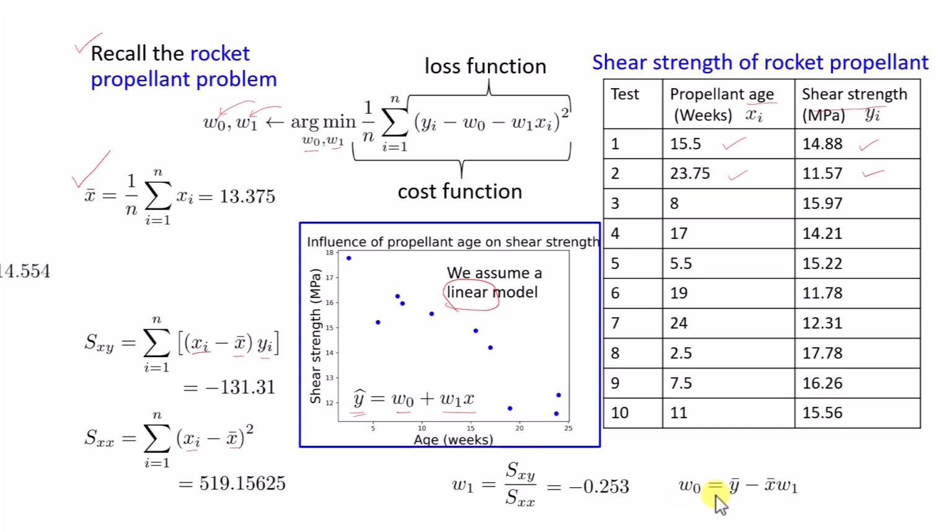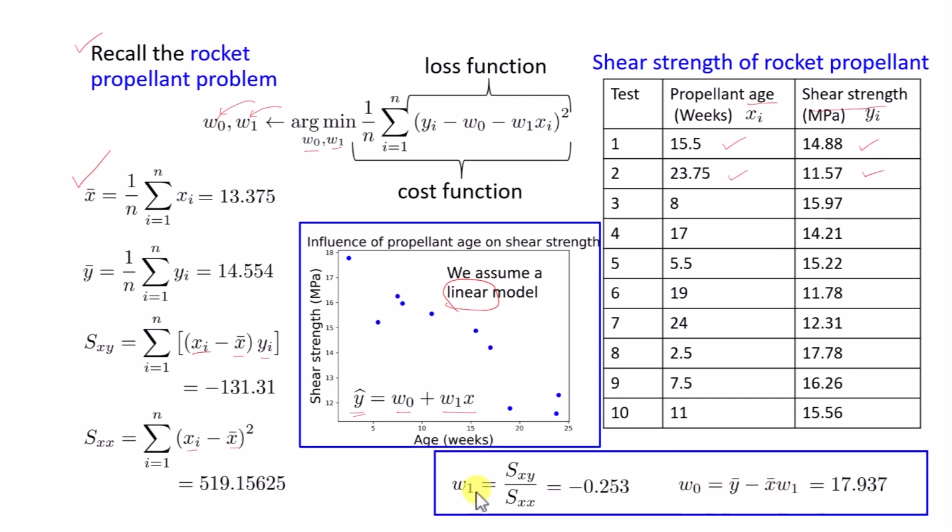It requires y bar. So y bar is here 1 upon n summation of yi, which means this third column I'll sum up and then I'll divide by 10. That will give me y bar, and it turns out to be 14.554. So this w0 now I can calculate, and it is coming 17.937. So I have my results w0 and w1.